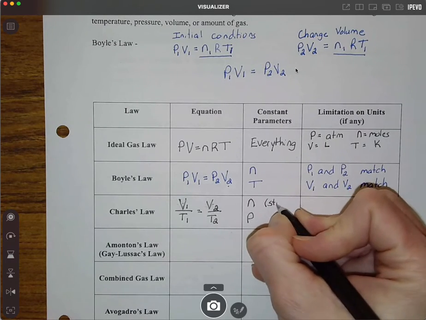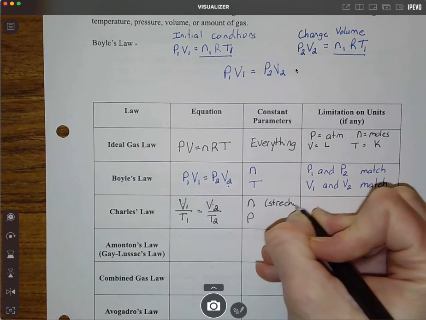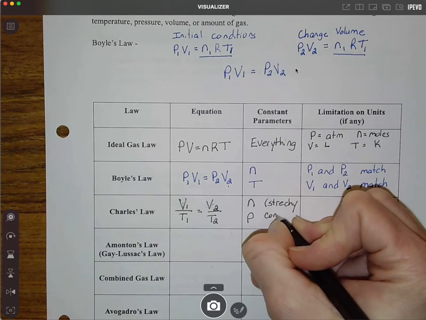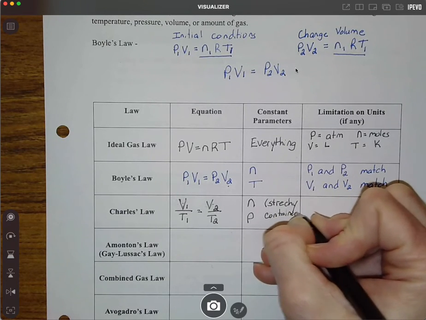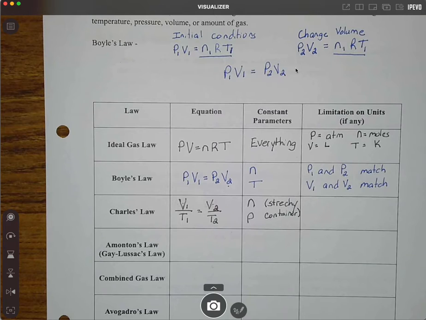Essentially, you need a stretchy container. Like balloons, they change in size as your other parameters change. If it gets hotter, the balloon gets bigger. If it gets colder, the balloon gets smaller.